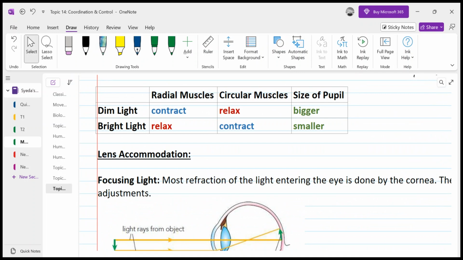Reflection, what's the difference between reflection and refraction? Anyone? Reflection and refraction, what is reflection and what is refraction? Refraction, bending of light. What about reflection? Yes, Ibrahim, right, it's bending of light, but what about refraction?